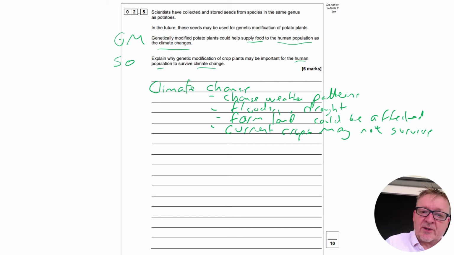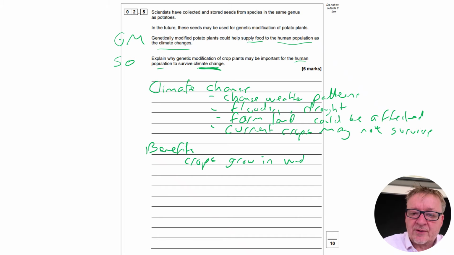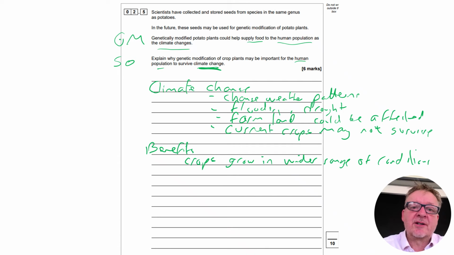So then we can do GM crops and the benefits. What I'm trying to do here is break it up into sections. We're talking about climate change, which is the issue. Now we're going to talk about genetic modification. So the benefits: you can make crops that will grow in a wider range of conditions. Your wheat might be able to grow in drier conditions or maybe in wetter conditions, depending on where it needs to be.